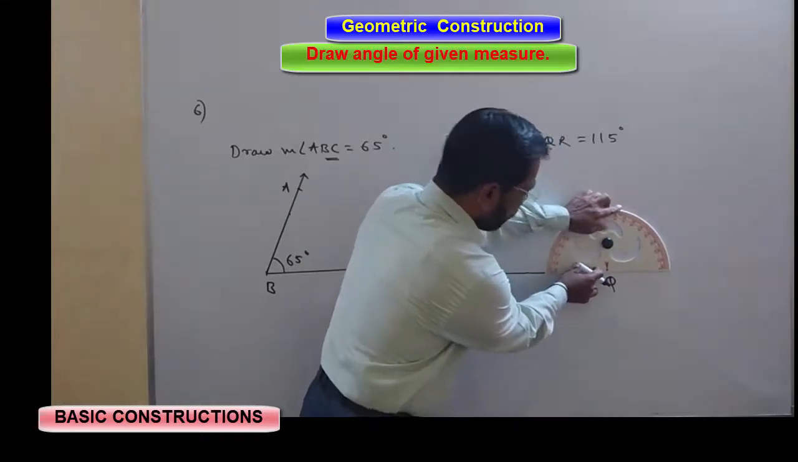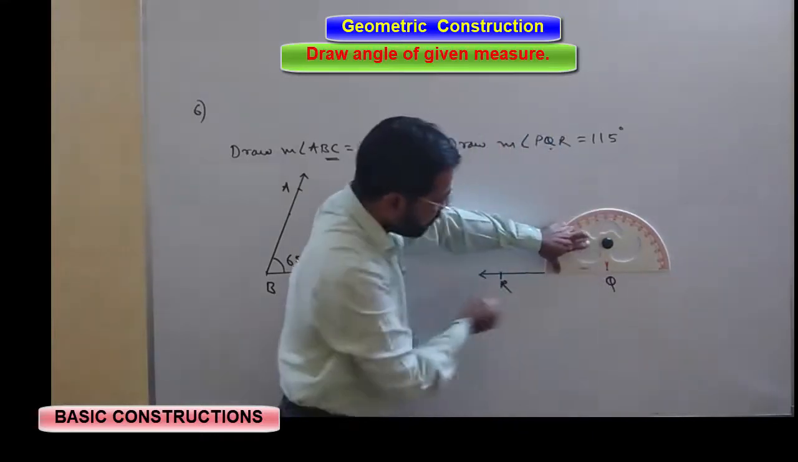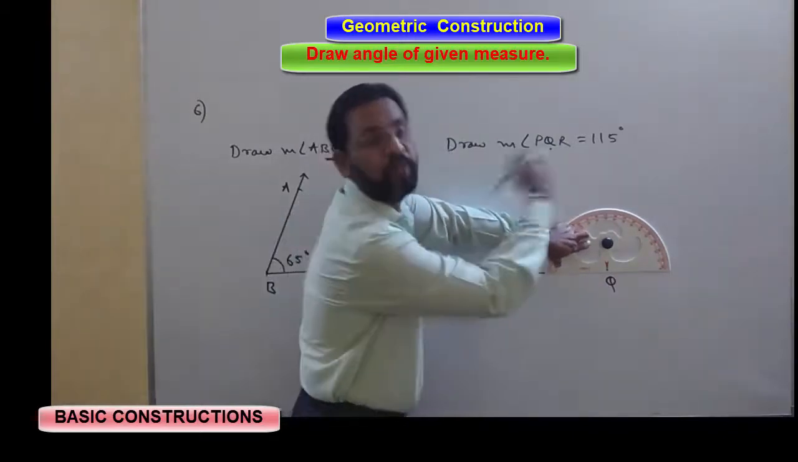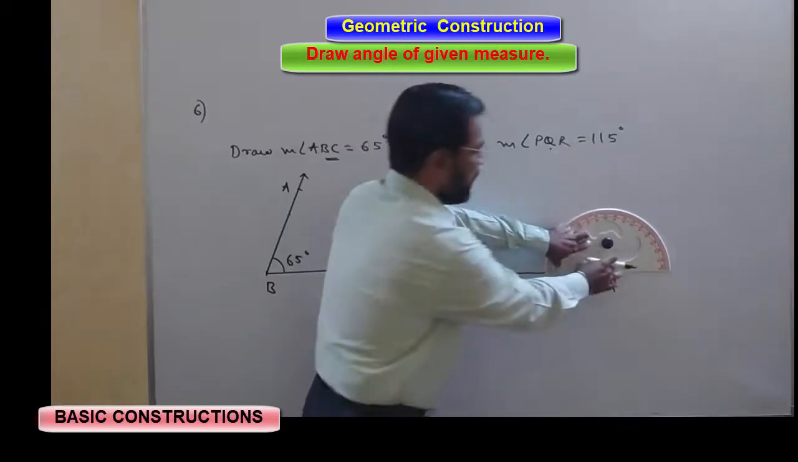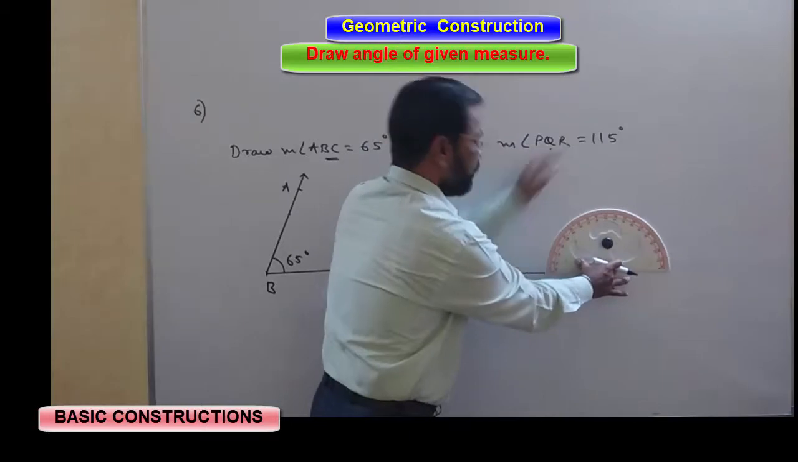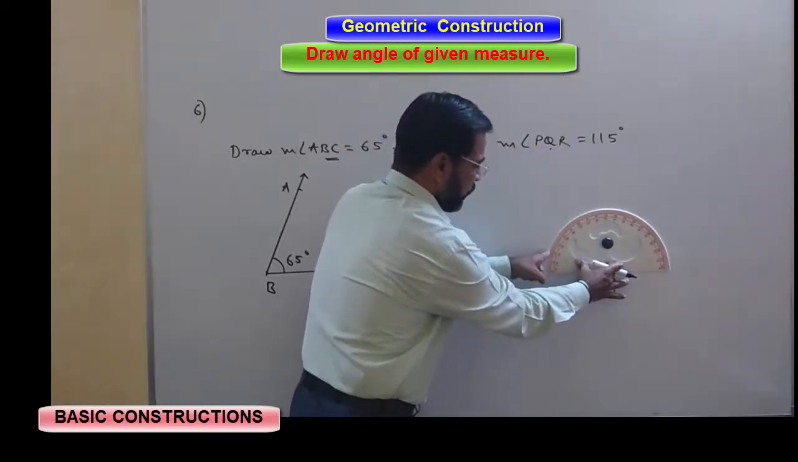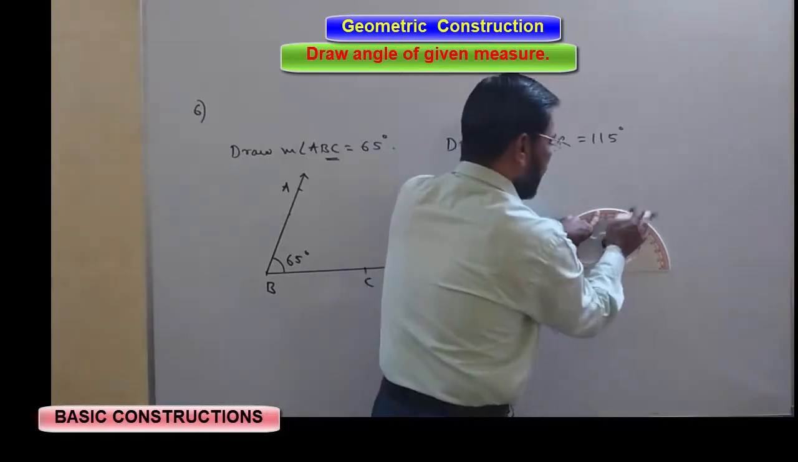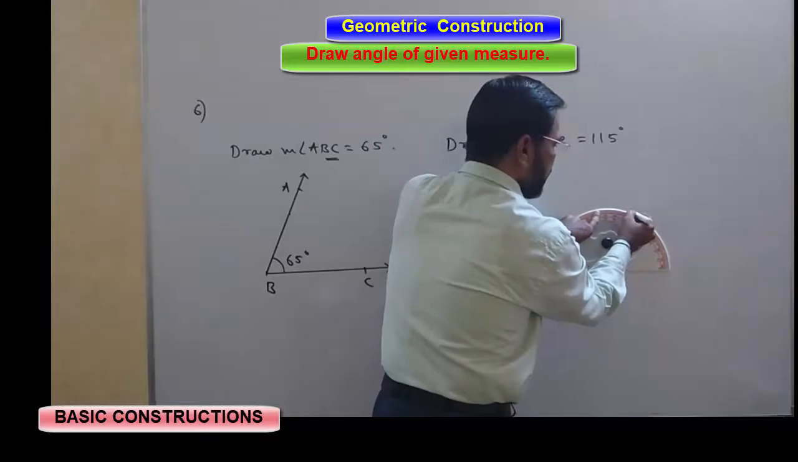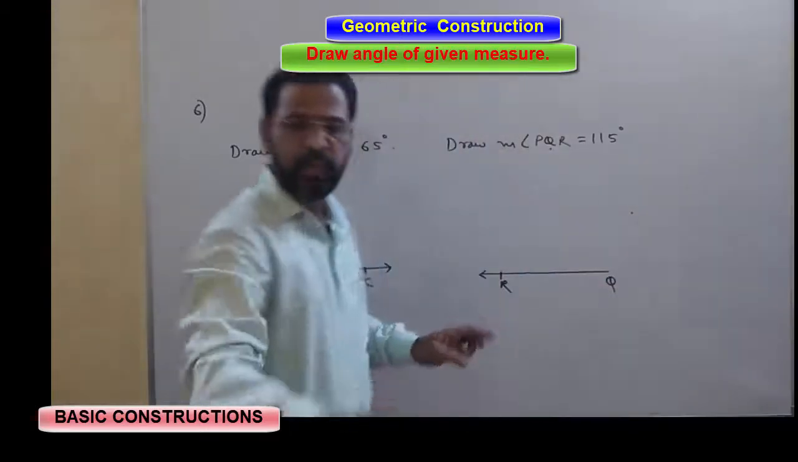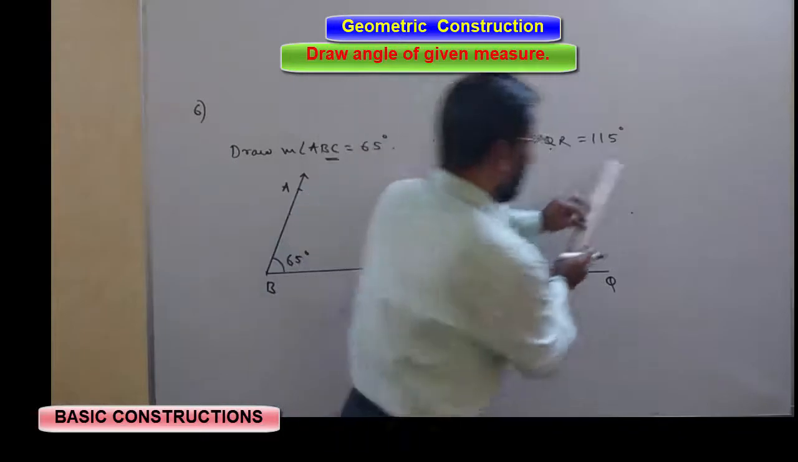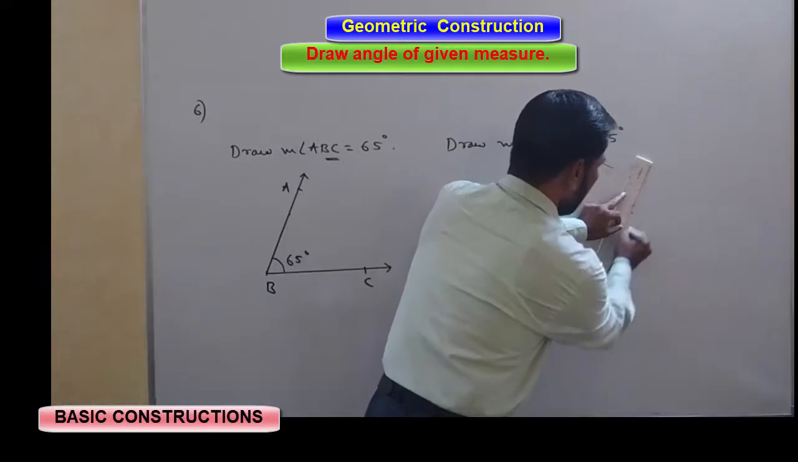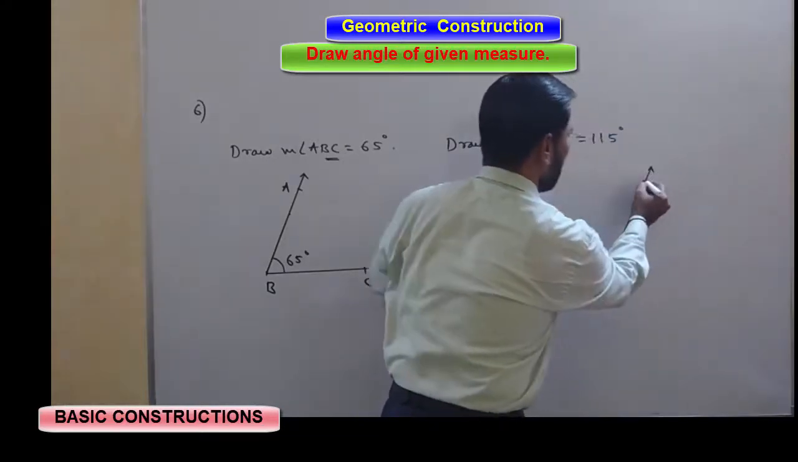Now friends, tell me from which side we have to measure here, because ray QR, the R is in this way, so we have to draw the measure from this way. See here, 115. So see here, 0, 10, 20, 30, 40, 50, 60, 70, 80, 90, 100, 110 and 115 here. Okay, like this. And just join it, then we will get that angle of measure 115 degrees.